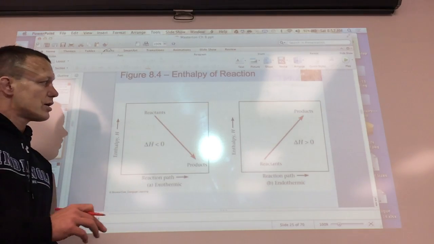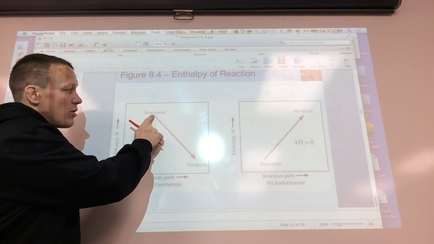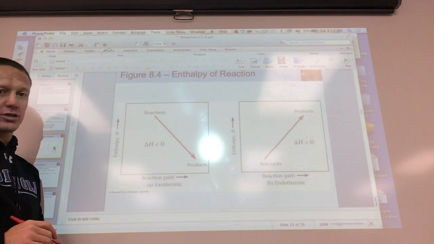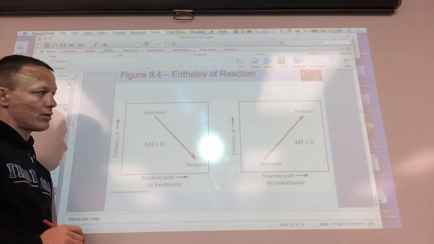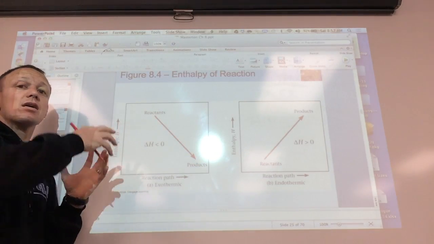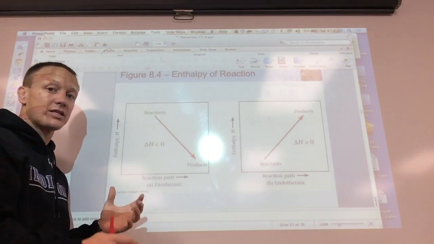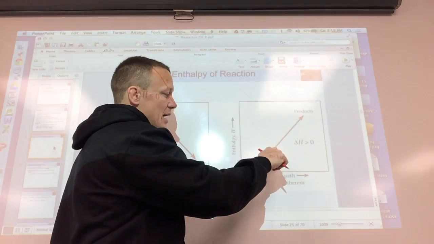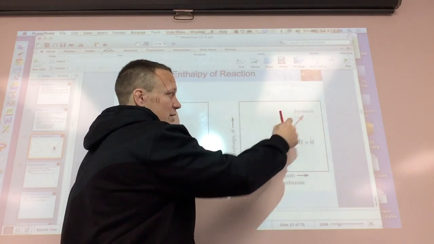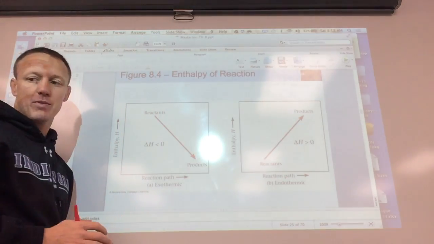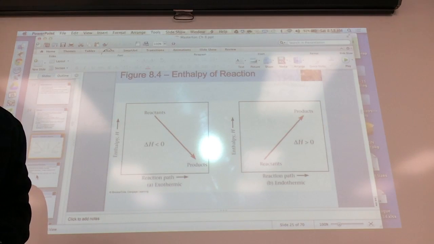Again, if the reactants have more enthalpy or more energy than the products, it is an exothermic reaction. So that means energy is being released. And the difference in energy between the reactants and products is how many kilojoules of energy are being released to the surroundings. If you have to add energy in from reactants to products, the amount of energy gained is your enthalpy change. And that would be a positive or endothermic reaction.